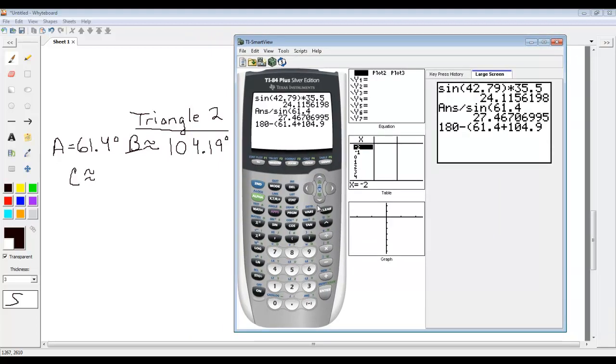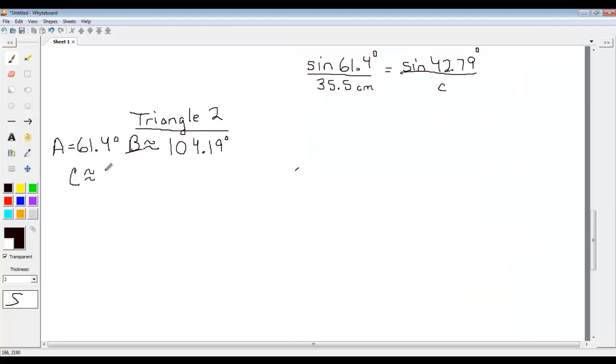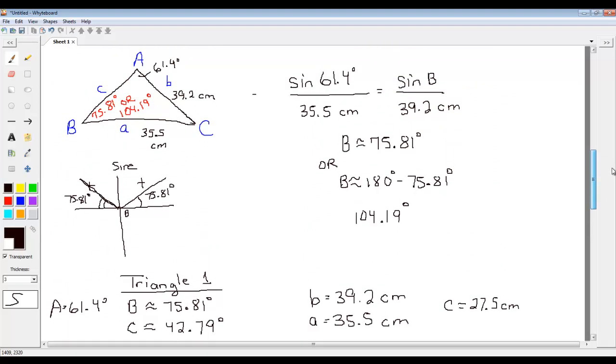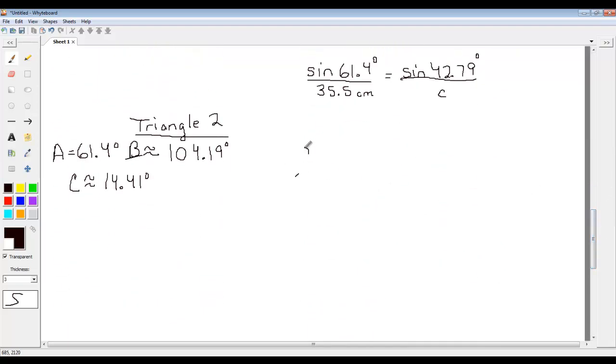Oh, 0.19. You get 14.41. So in that case, you know A and you know B. A is 35.5, B is 39.2. And then find C for this case.